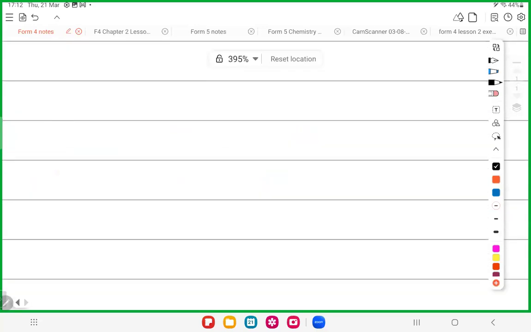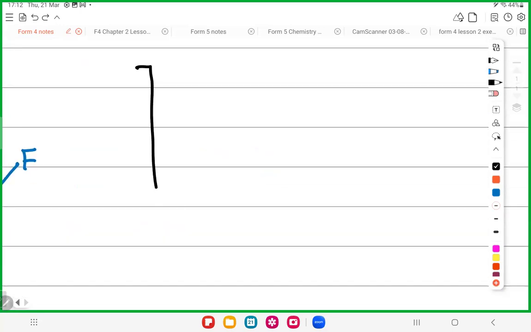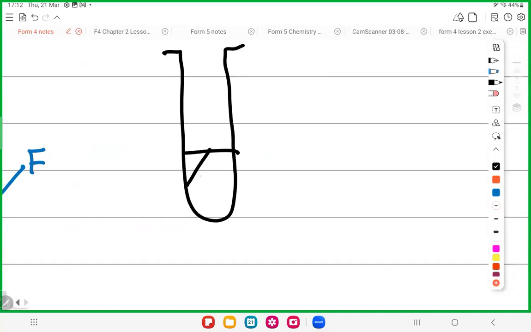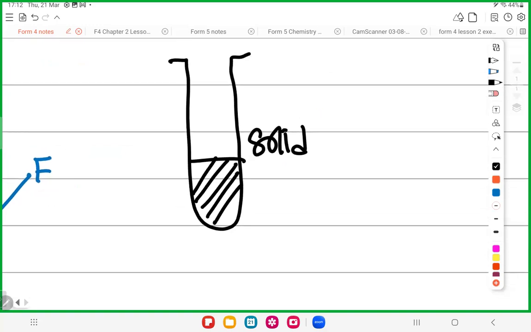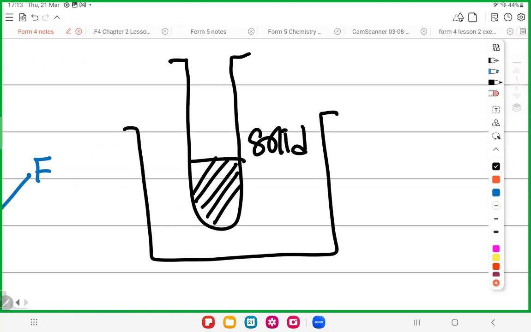Let's look at what we learned in the previous lesson. This is a substance. Let's say this substance is a solid. Now I want to do a heating curve. For the heating curve, I must do indirect heating. So here I put a beaker. My beaker is a bit messy, sorry. Inside this beaker must have water. Okay, guys, a quick self-test for you.